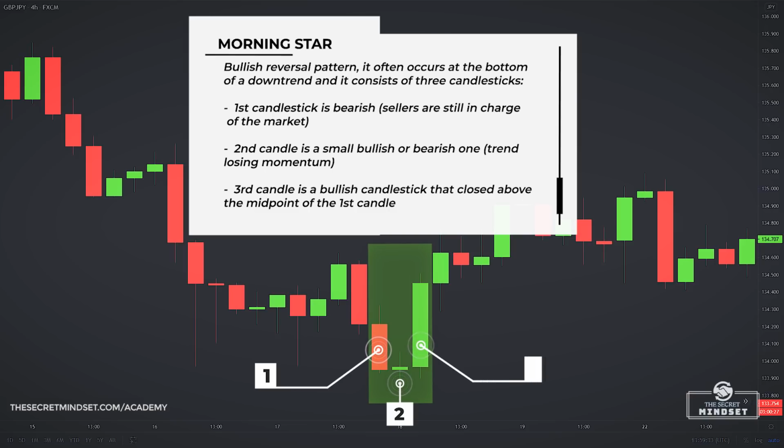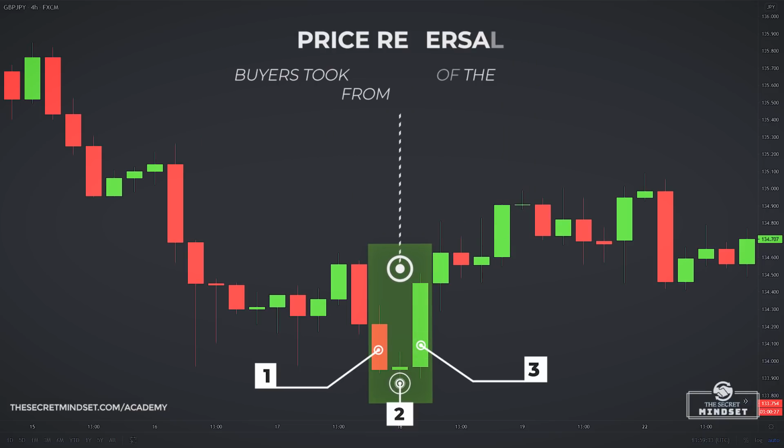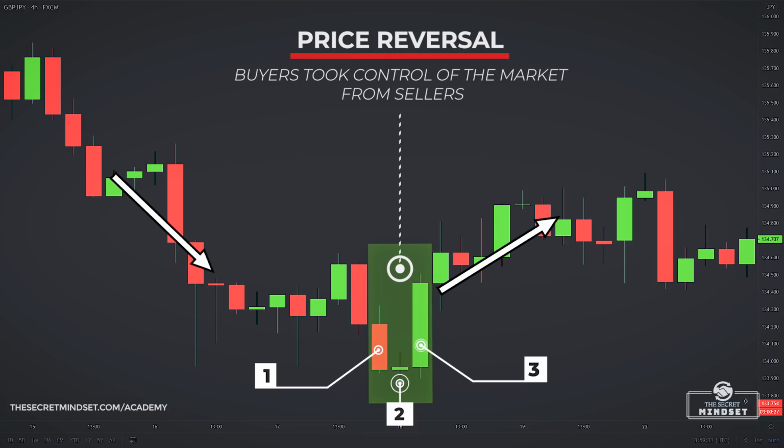The third candle is a bullish candlestick that gapped up on the open and closed above the midpoint of the first candle, and this candlestick holds a significant trend reversal signal. The morning star pattern shows us how buyers took control of the market from sellers. When this pattern occurs at the bottom of a downtrend near a support level, it signals a potential trend reversal.